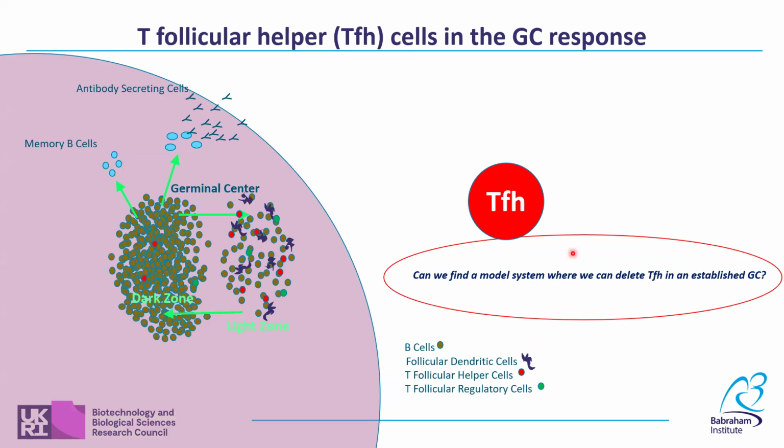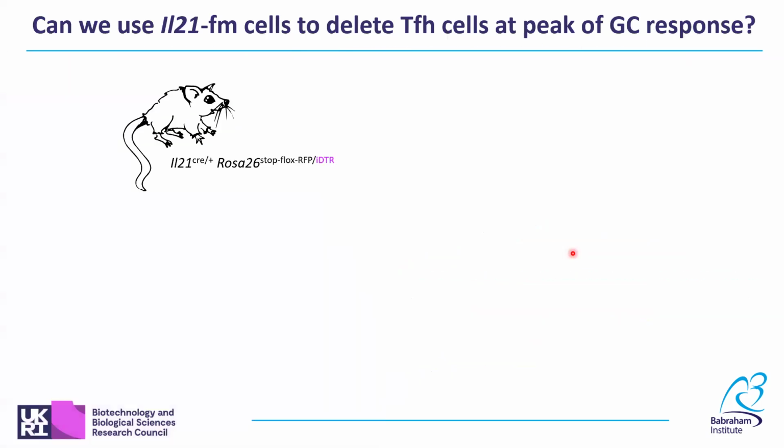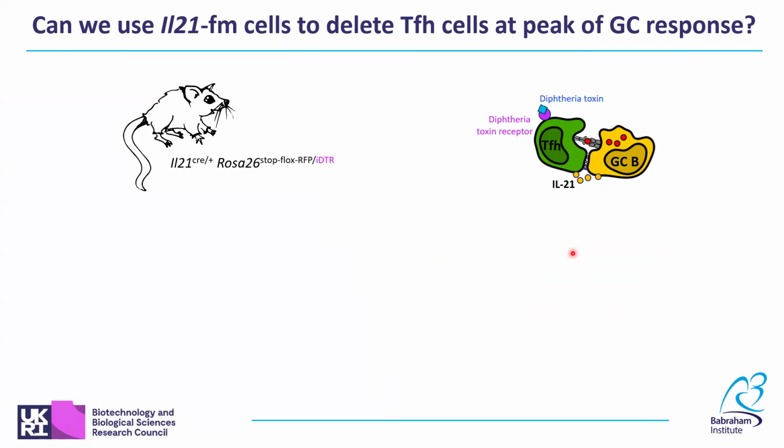So now we want to see if we can use these mice to delete these cells. And so what we did was we introduced the diphtheria toxin receptor transgene into these mice. What this means is that if a cell expresses their IL-21 Cre, that cell will, as well as expressing RFP, express the diphtheria toxin receptor. And so you can then administer diphtheria toxin to these mice at a time of your choosing, and that will delete those TFH cells, so take them away.